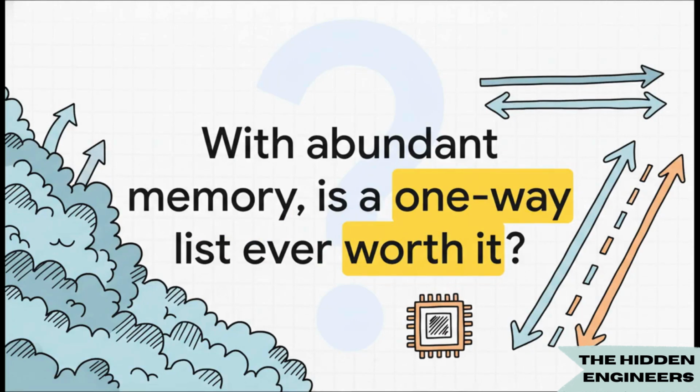Which leaves us with one last thing to think about. I mean, we live in a time where computer memory is cheaper and more available than ever before. So, is there really still a place for the old school, one-way, singly linked list? Or has the power of the two-way street made it pretty much obsolete? Something to chew on next time you're building something.